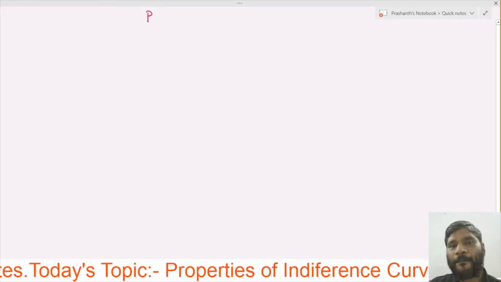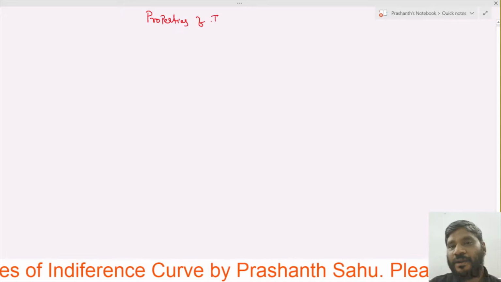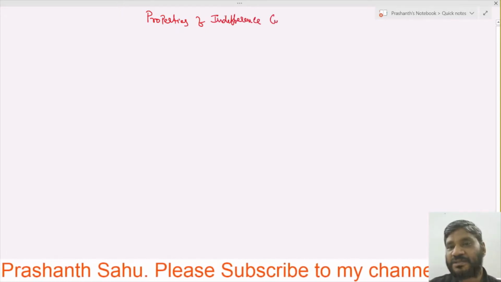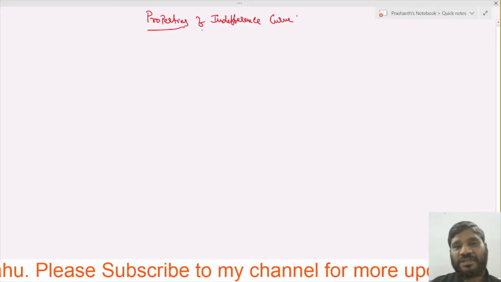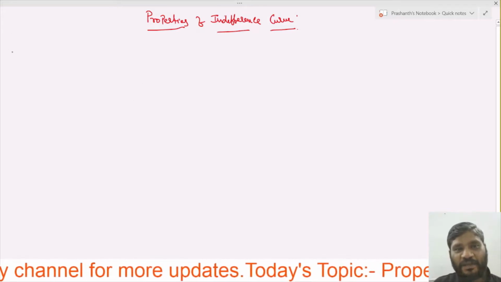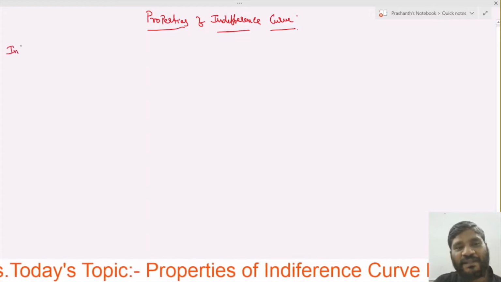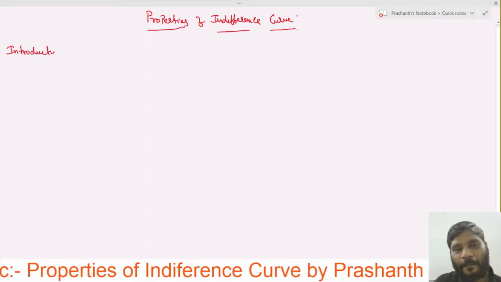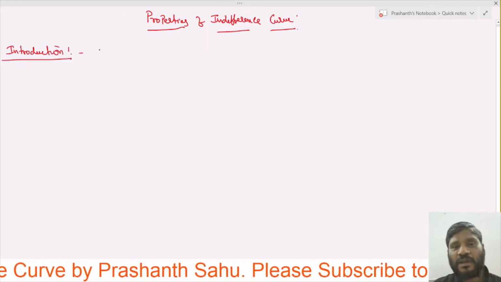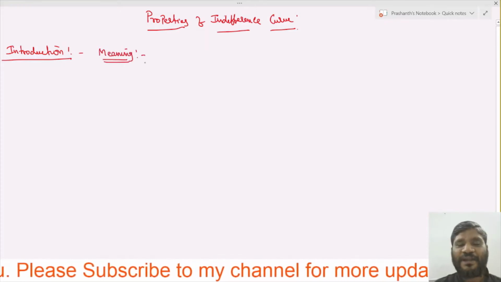That is the properties of indifference curve. So this is the topic which we are going to discuss today. Basically it is a very important topic. First we should write the introduction. What should we write in the introduction? Nothing but the meaning of an indifference curve.